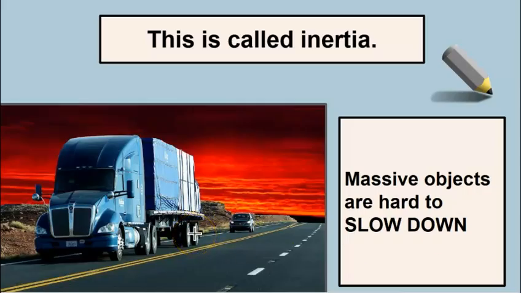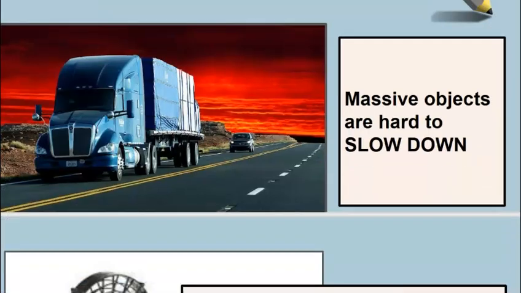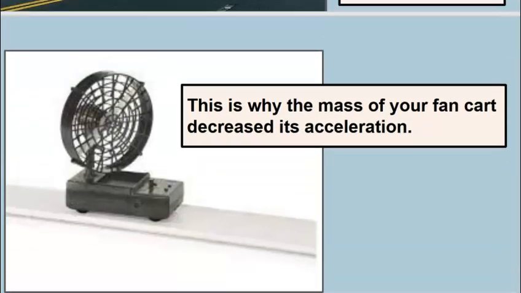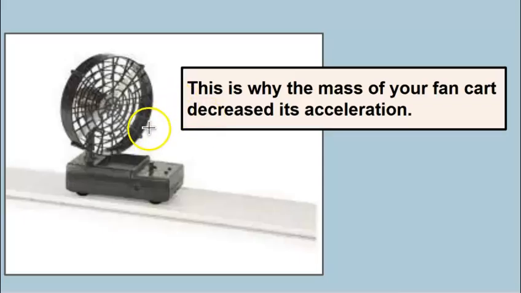That is why, with semis, you'll see the runaway truck ramps on hilly roads, like in Pennsylvania, so that if they're having trouble slowing down, they can drive into that spot. Okay, this is why I had you deliberately add 500 grams to cart B at some point in the collision lab, so that you could see that it caused it to gain speed more slowly.